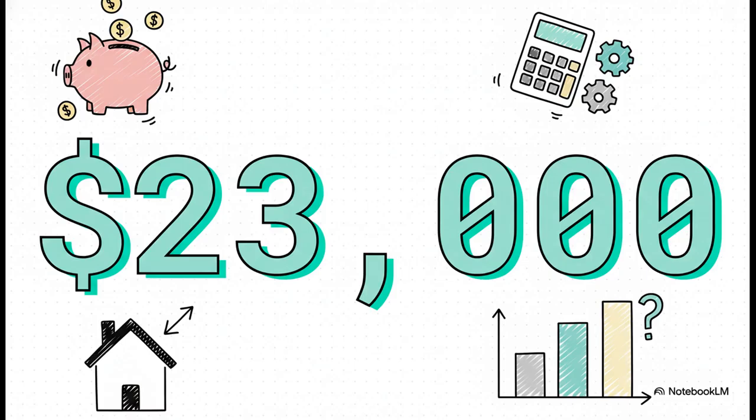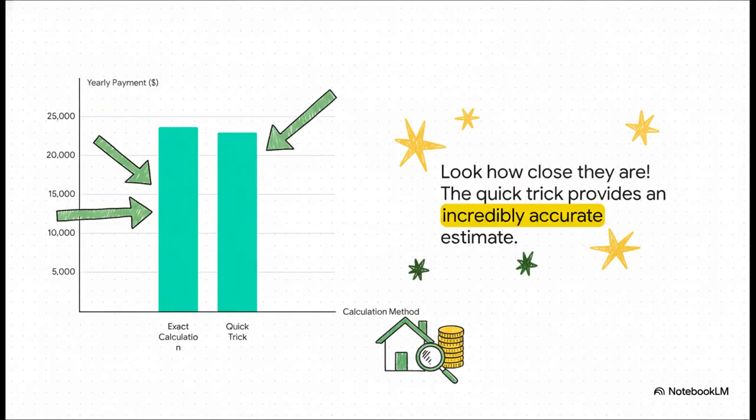So the big question is, how does our little shortcut stack up against the real number? I mean, just look at this. It's amazing. Our quick and dirty estimate is only off by a few $100s from the exact official calculation. For something you can do in your head in about 20 seconds, that is unbelievably close. That's a super useful tool to have in your back pocket.